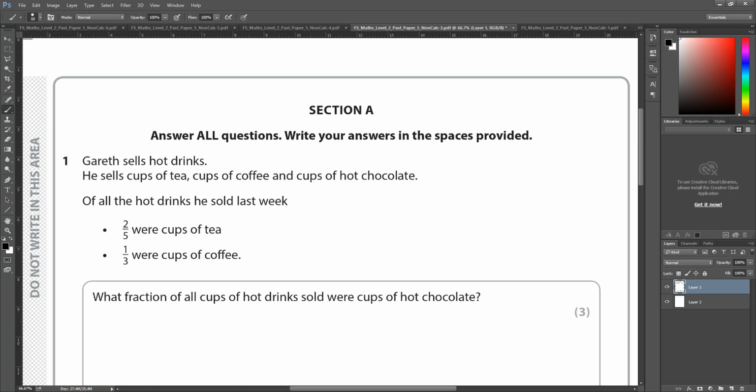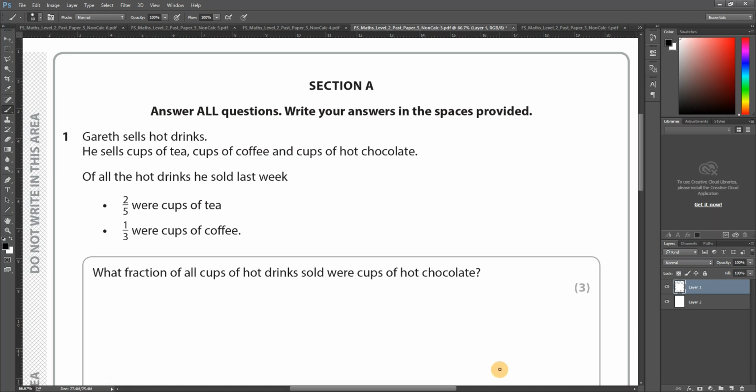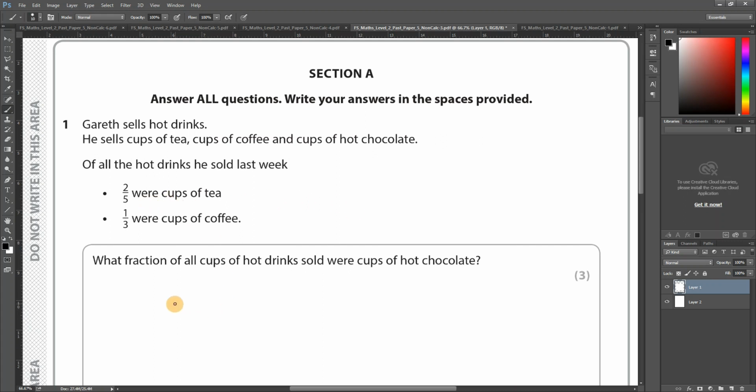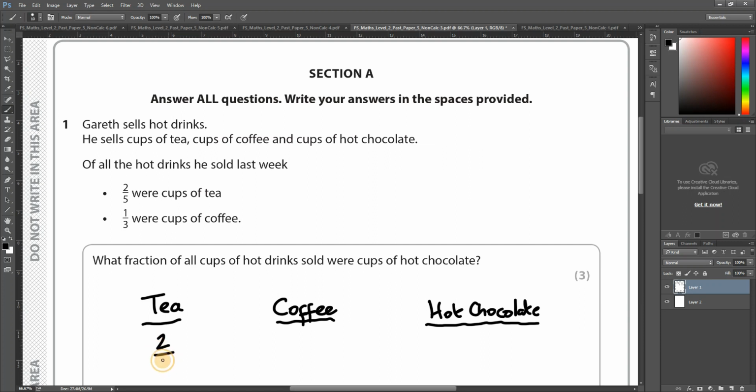For 3 marks. Whenever you get a question like this, obviously we don't have a total, so we only have the fractions of tea, coffee, and they're talking about hot chocolate as well. Okay, so we know that tea is 2/5, coffee is 1/3, hot chocolate we don't know, but we do know that they all add up to one whole, because it's either tea, coffee or hot chocolate, can't be anything else.